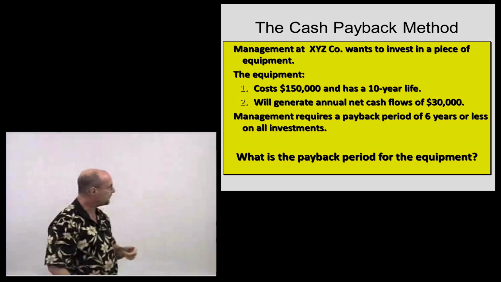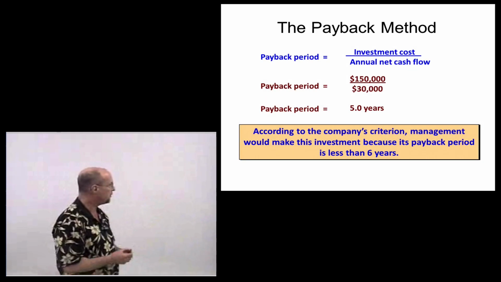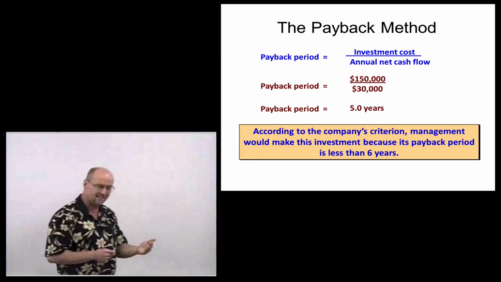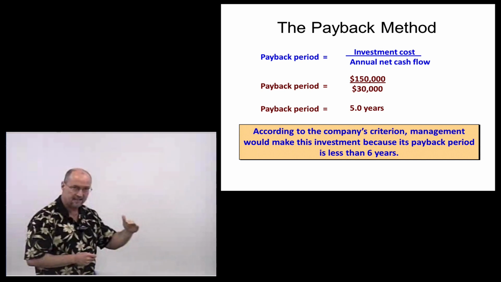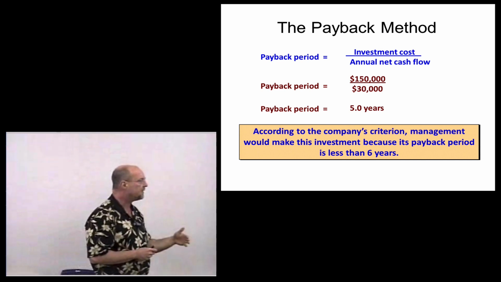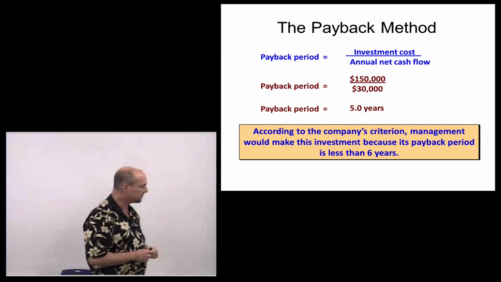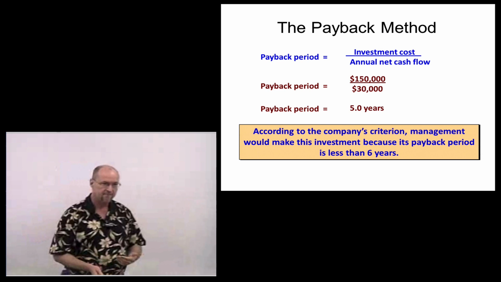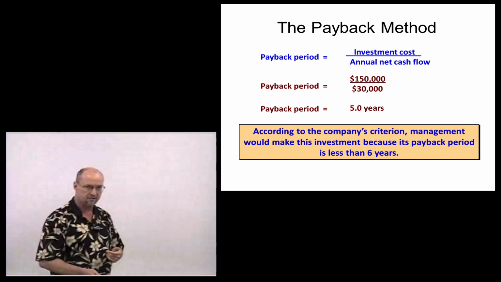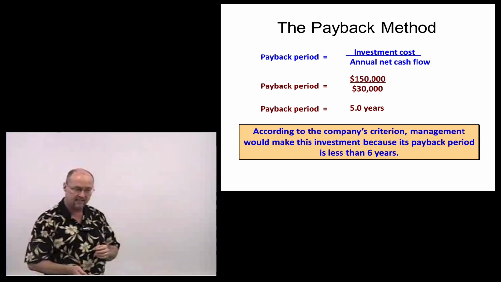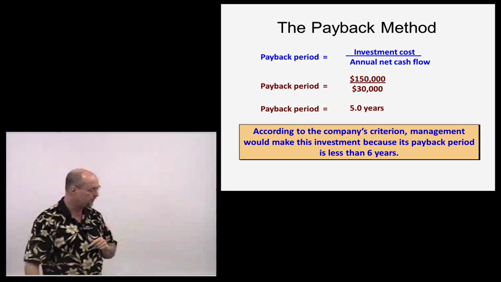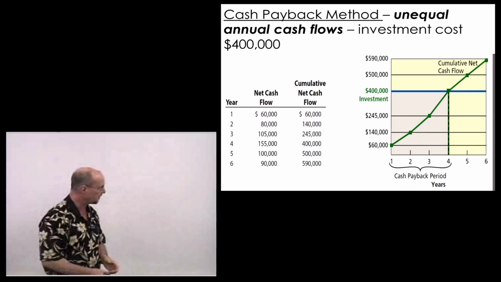So, 150 divided by 30, 5-year useful life. Since it's less than 6 years, it passes that initial test. And now we'll say, all right, you know what? It met the cash payback period test. Let's take a closer look at it, and let's use a more involved technique. And so now we're going to look at the techniques that use the time value of money. And again, we have another lecture recorded on time value. You may want to review that to get more out of this particular lecture.